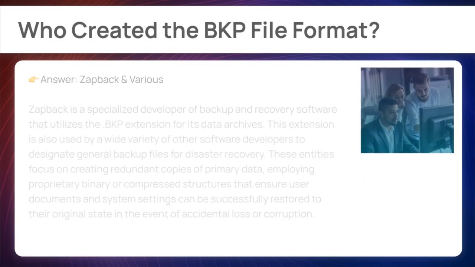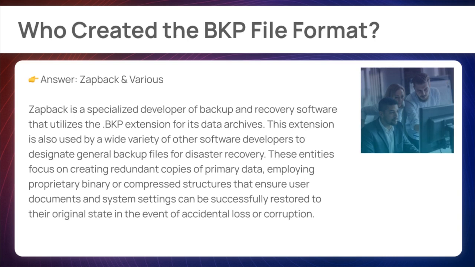The internal structure of a BKP file depends on the backup software used. It may contain a compressed archive of files, a database dump, or a system image. The file often includes metadata about the backup, such as the date and time it was created, the source data, and the backup settings. Encryption may be used to protect sensitive data.